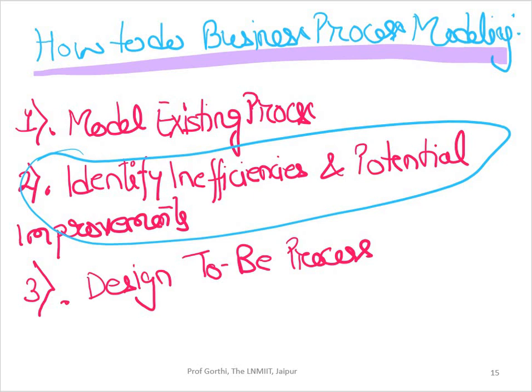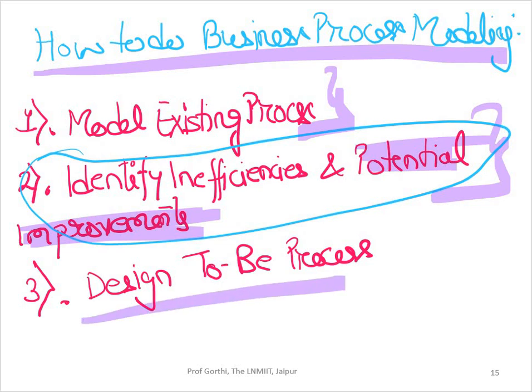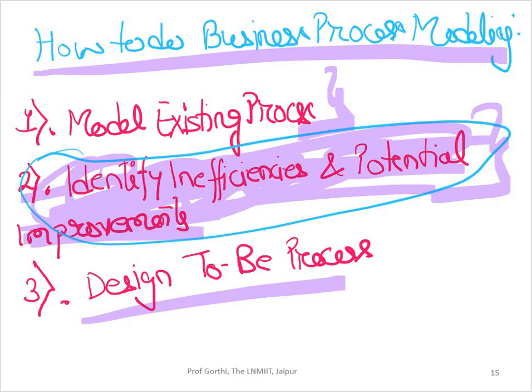That means the very first step is to model the existing process and identify the inefficiencies, and I can identify some potential improvements as well. Once I've done it, let's design the to-be process. That means now let's design the new and the improved process depending on what I have identified in this particular step. And then finally put everything into practice.